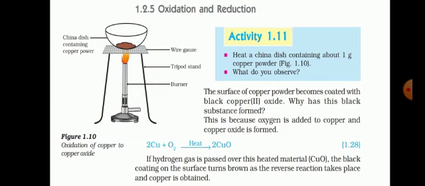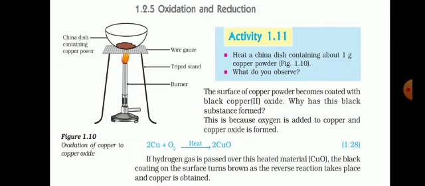This is your activity 1.11, which basically tells you about the oxidation of copper to copper oxide. So you're oxidizing copper to get copper oxide as the end product. Let us see the required materials to perform this activity. You will require a china dish and 1 gram of copper powder, a burner, a tripod stand and a wire gauze.